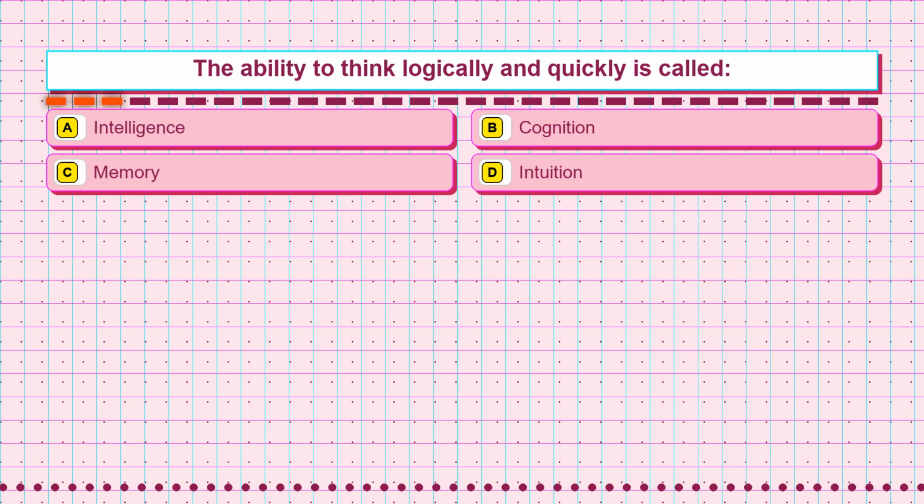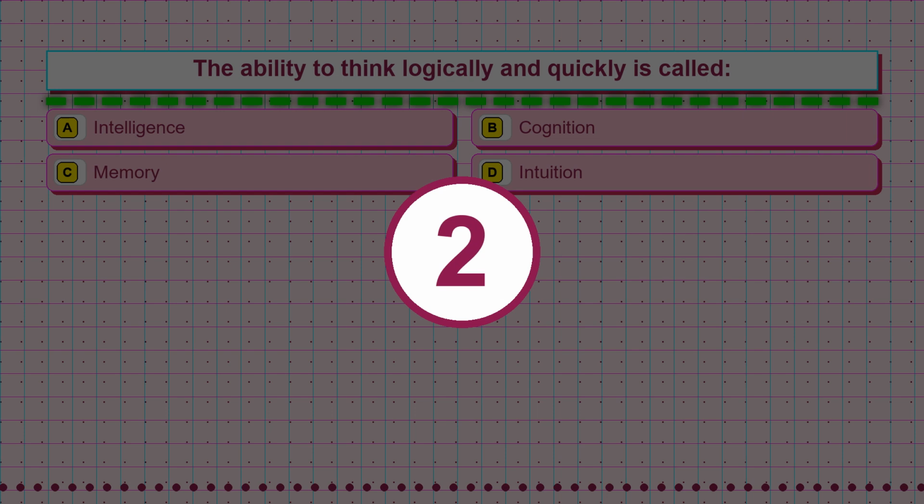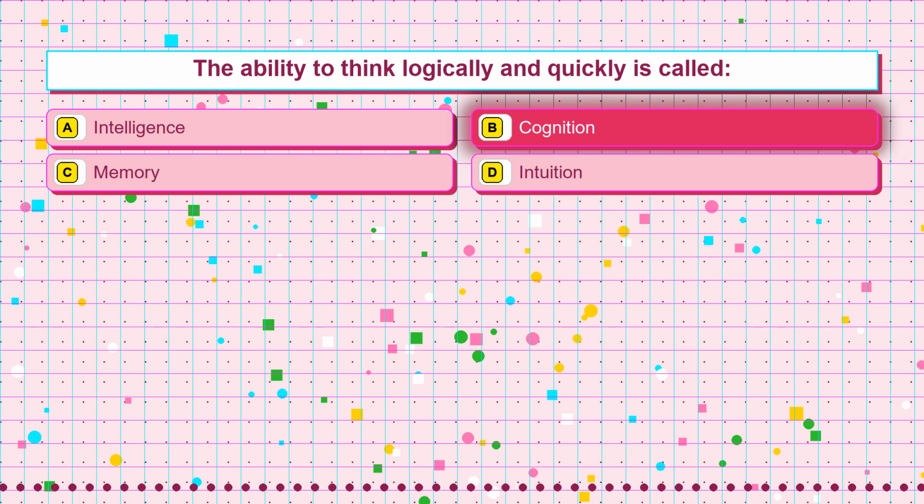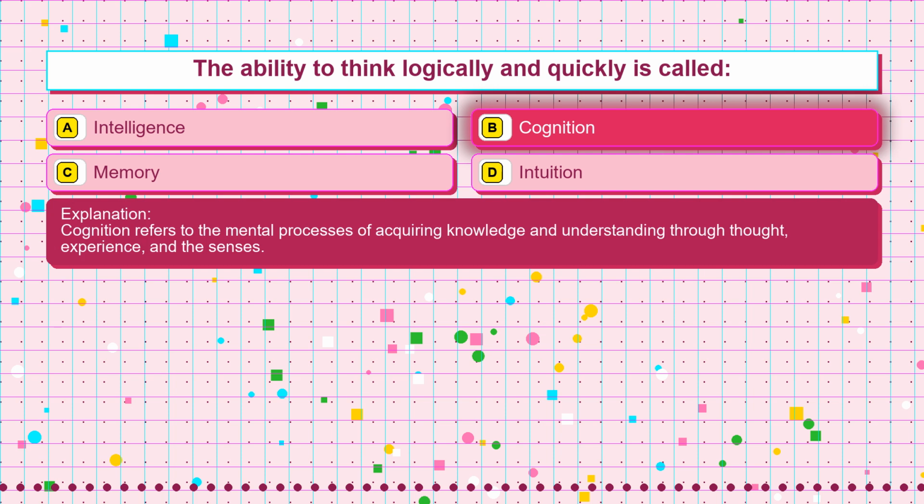Question 86. The ability to think logically and quickly is called option A. Intelligence. Option B. Cognition. Option C. Memory. Option D. Intuition. The correct answer is option B. Cognition. Cognition refers to the mental processes of acquiring knowledge and understanding through thought, experience, and the senses.